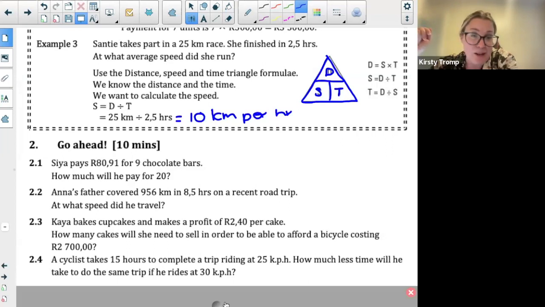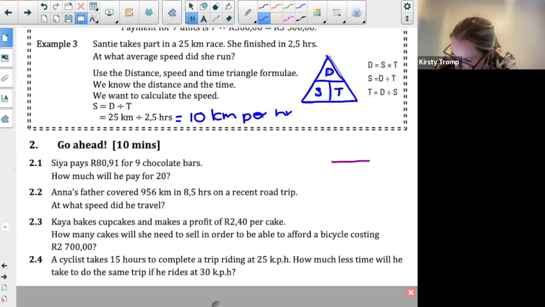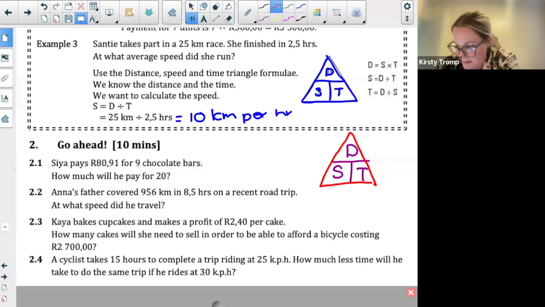DST, and I see some people asking me, ma'am, where does the V come from? I'm going to draw it here for you. So far I've got DST, V. There's my V. My DSTV triangle. That's how I always remember it. It's stuck in my brain like that. DSTV, DSTV.